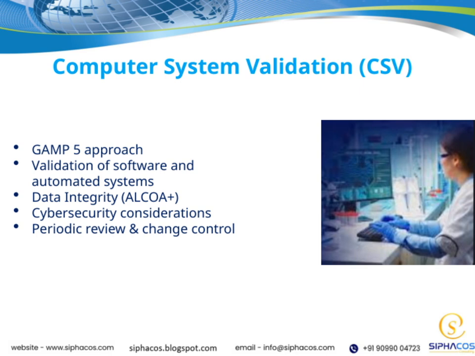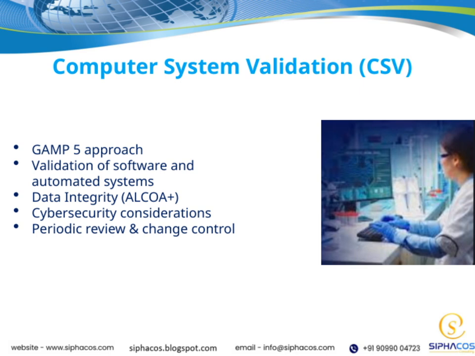Cybersecurity considerations are also critical in today's environment. We need to protect our systems against unauthorized access and cyber threats, which means implementing appropriate controls and safeguards. Additionally, periodic review and change control are vital to keep our systems aligned with evolving requirements and to address any potential issues proactively. Finally, all of these elements tie into computer system validation, or CSV, which ensures that our systems perform as intended and remain compliant over time.